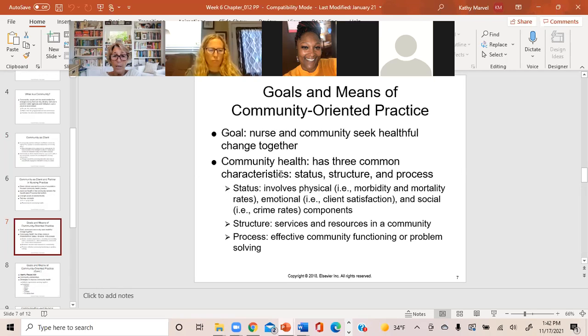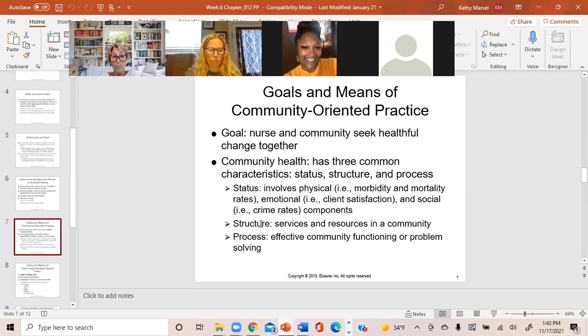Okay, so characteristics of the community, what is the status? That involves taking a look at morbidity and mortality rates in the community. What's the client satisfaction in the community? Are people happy? Are people sad? Are people angry? Is there a high crime rate? What is the crime rate? Yep, social components. So what's the status? How is the community functioning?